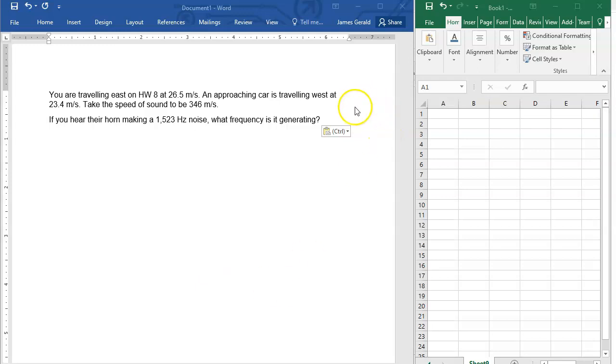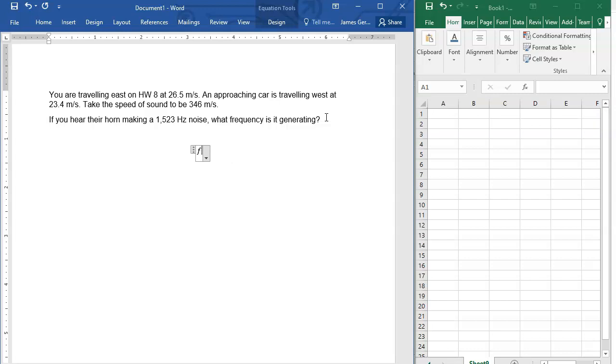So this is the full-blown Doppler equation, but we're given the observer's frequency, and we're asked to find the source frequency. Velocity of sound plus or minus the velocity of the observer. We'll sort out the plus and minuses soon. Velocity of sound plus or minus the velocity of the source.